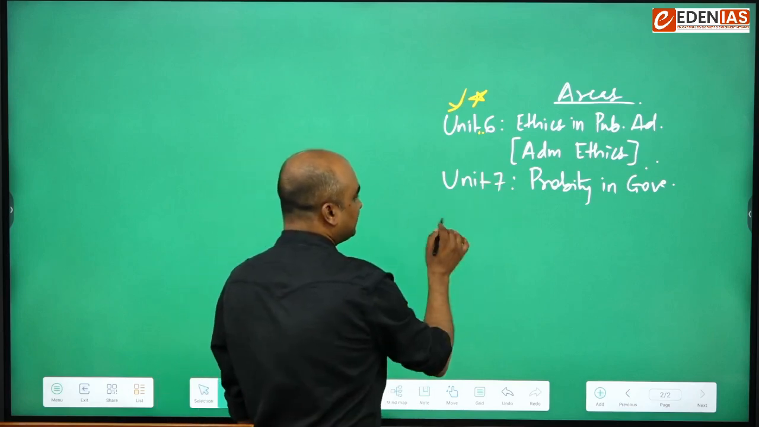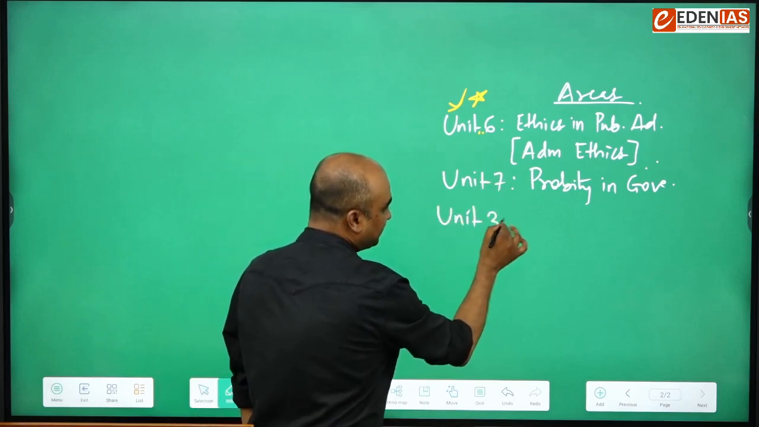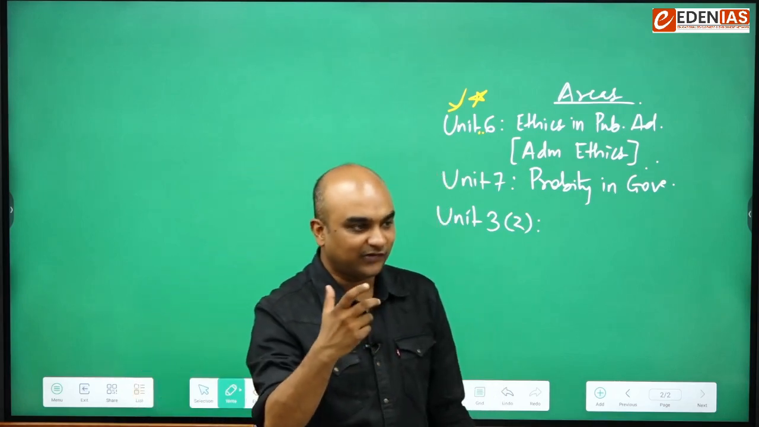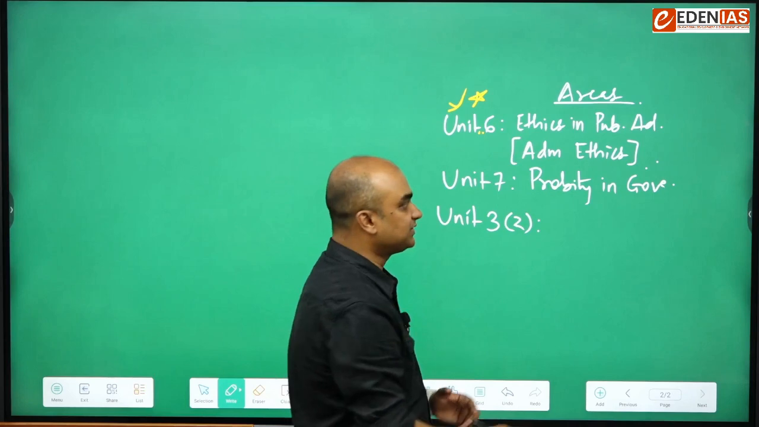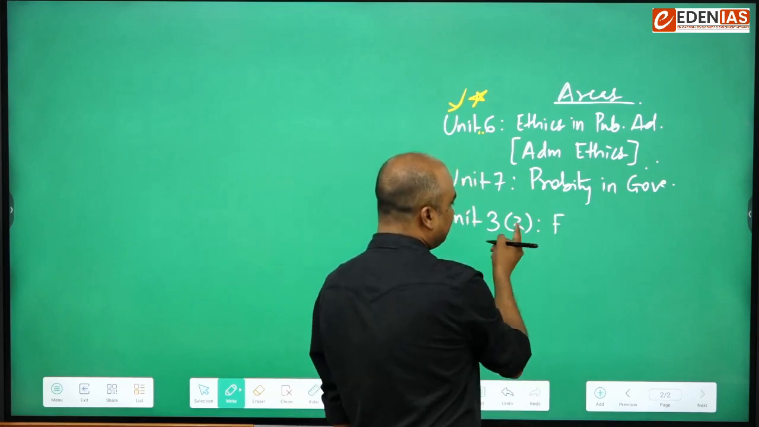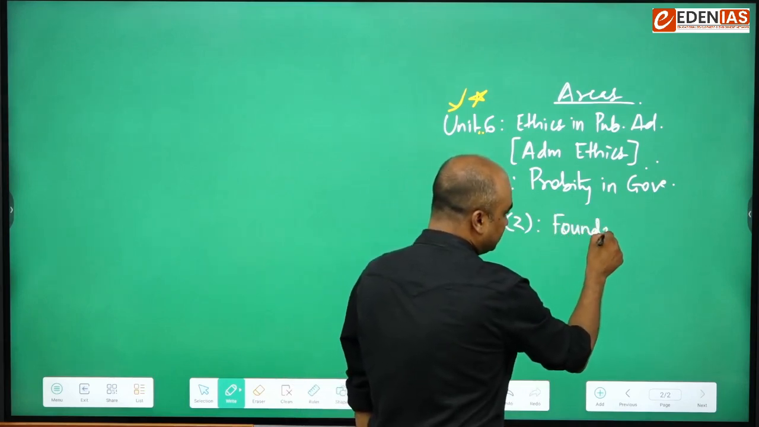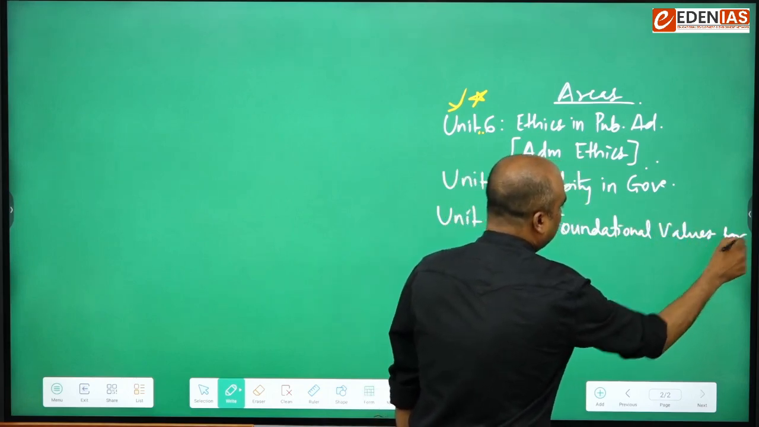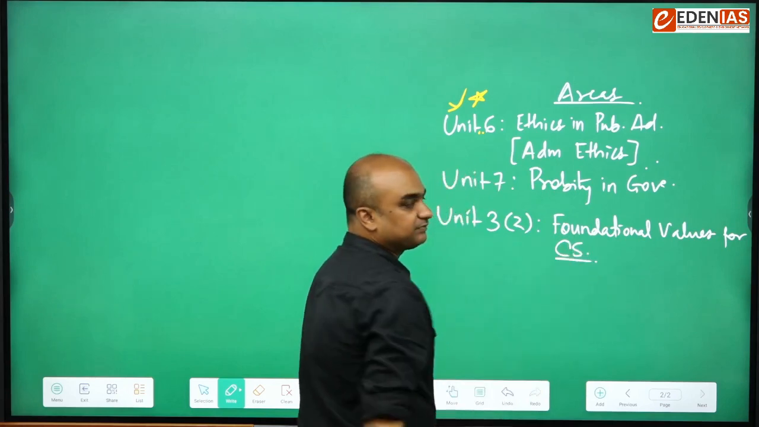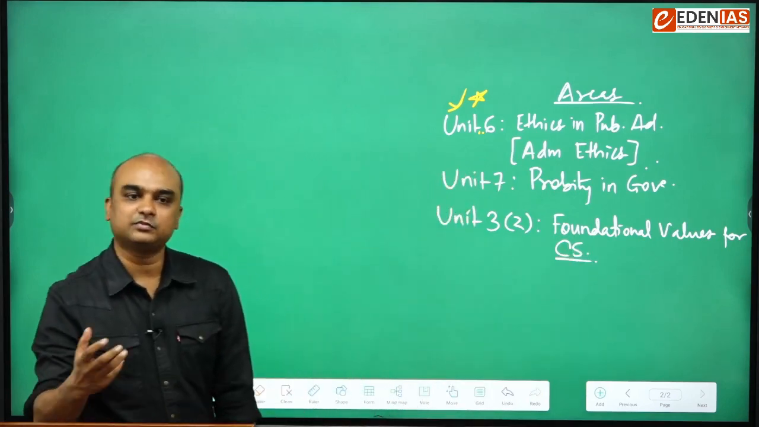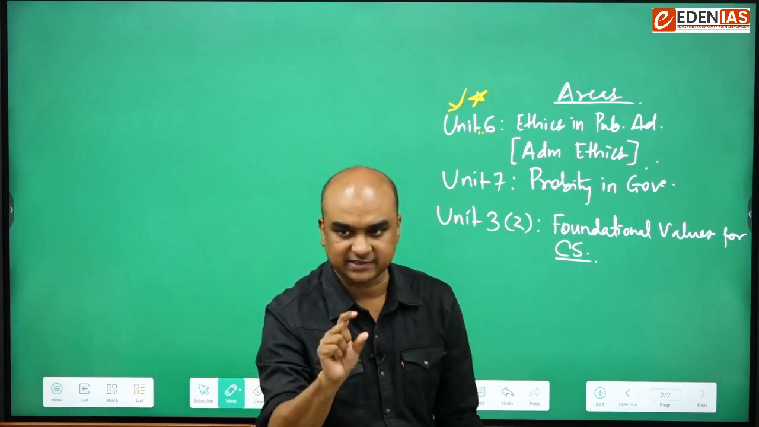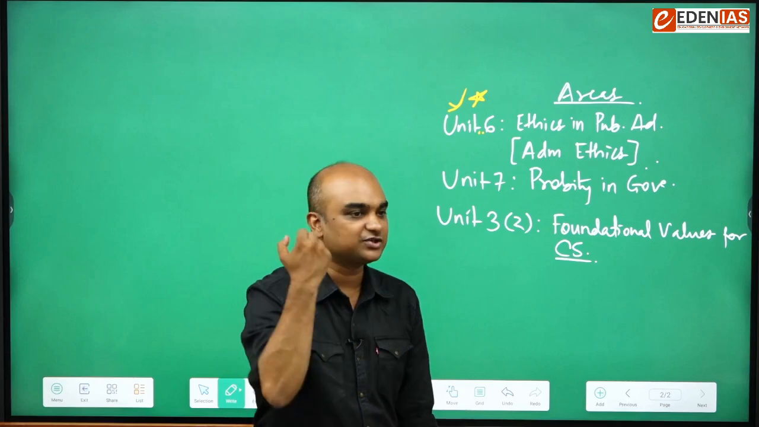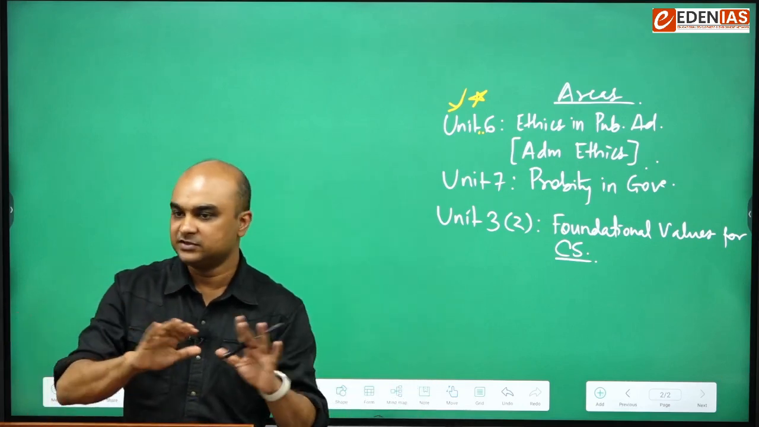Then apart from this unit, you would see unit number 3, second part. What is the third unit? Aptitude and foundational values for civil services. So there will be also questions from the second part of third unit, which means foundational values for civil services. From there also you would see that lot many questions are asked in the case study section, like cases based on professional integrity, objectivity, transparency, dedication to public service, accountability, so on and so forth.